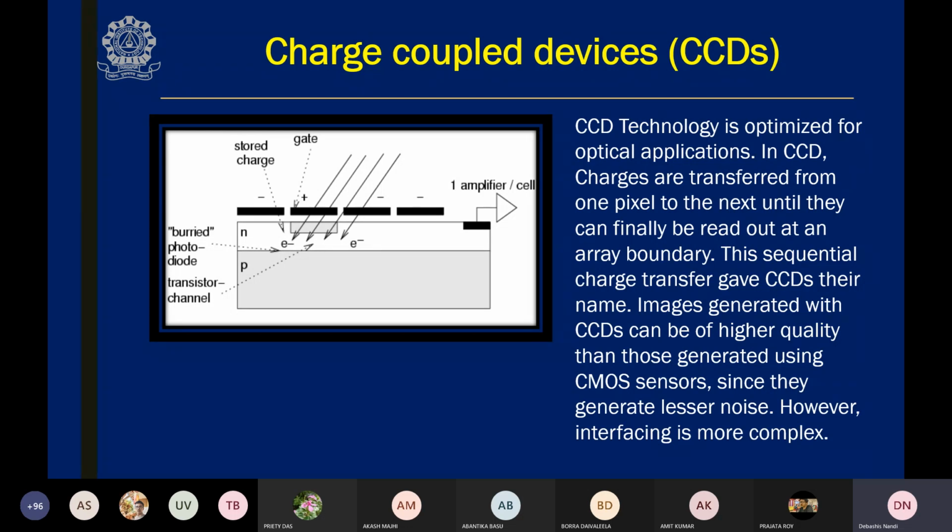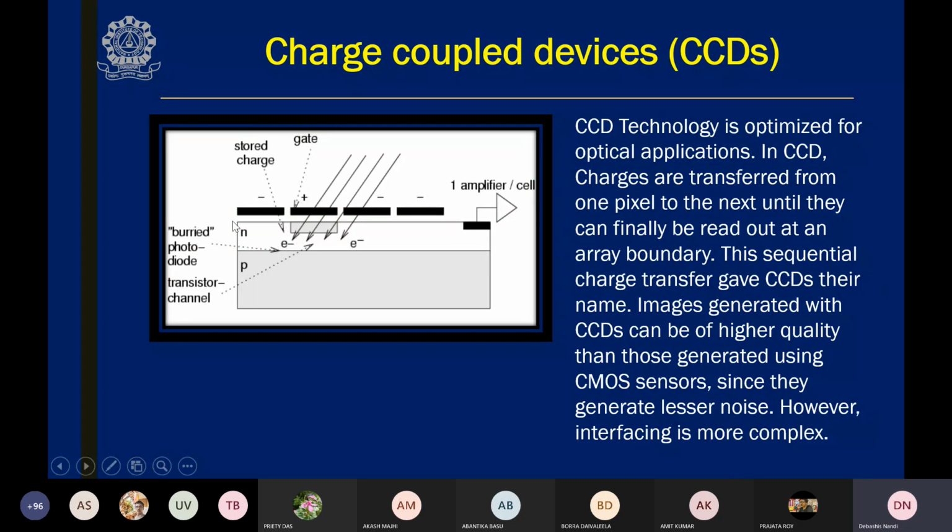And the image that is reconstructed from this charge coupled device is of very high quality with respect to CMOS. But nowadays, CMOS technology is also growing, and the quality of image output from CMOS is also enhancing.